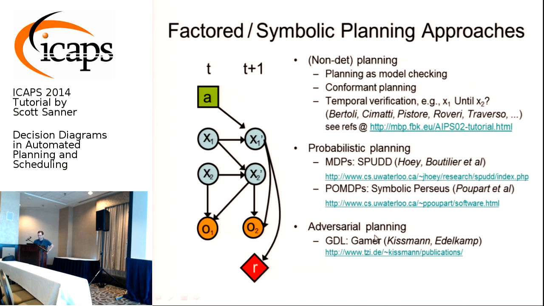Adversarial planning with decision diagrams. Key work that I can think of is the work by Stefan Edelkamp and Peter Kissmann and so on, Gamer. That link's here. There's probably other work that I'm missing, but these are some pointers into the literature.